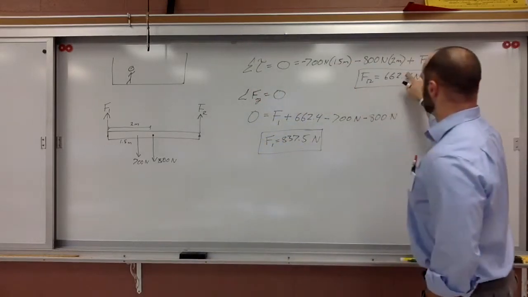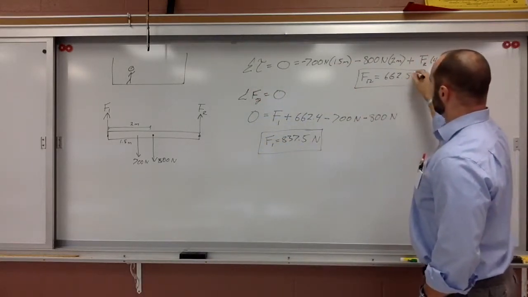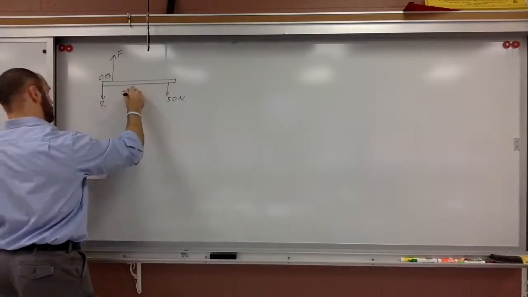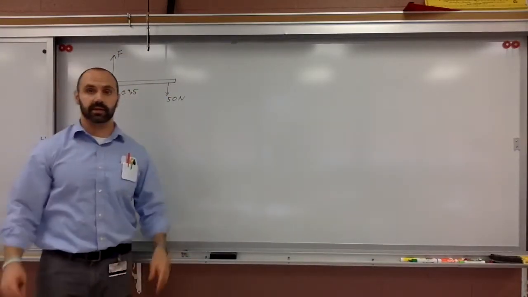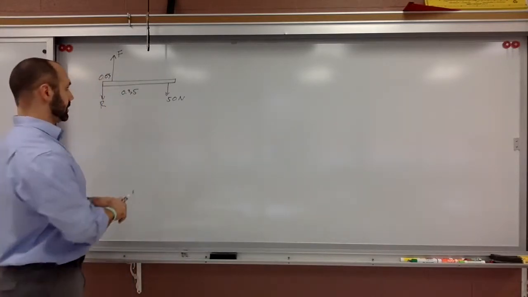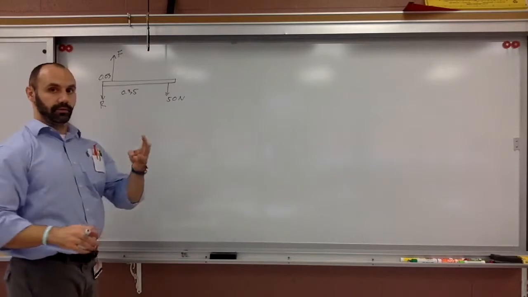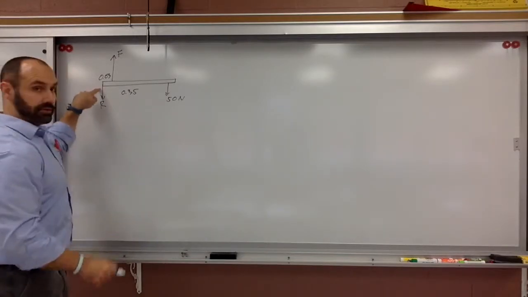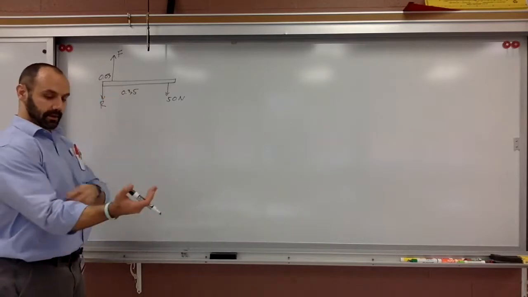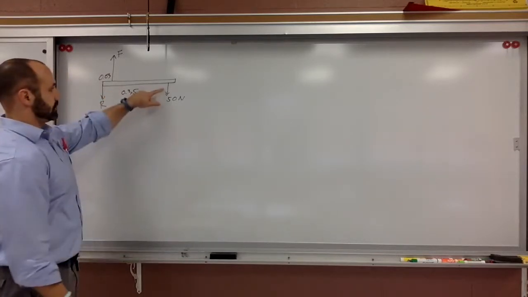I think this should be 5 also. So now this is example 3, with the person holding the ball. So here there are only 3 forces. There's the elbow joint, there's the bicep muscle that attaches in here, and here's where the weight is.